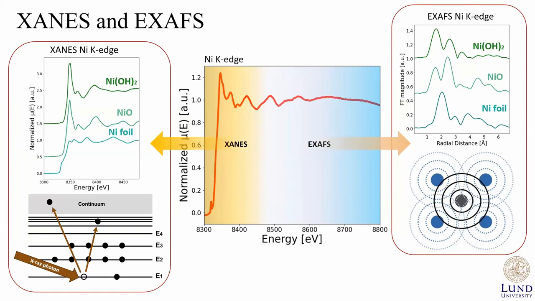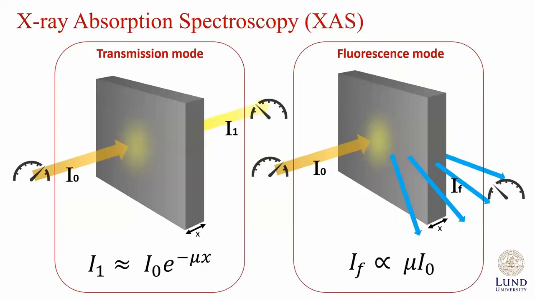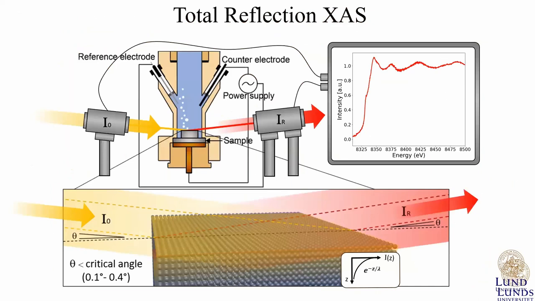So the way you normally use it in chemistry is that you look at this region here, and then you compare to different references to say what you actually have, what you're measuring. You can also go a little bit further out, and then you get oscillations, which give you the radial distances between the different atoms in your material due to interference effects of the scattered light. Normally in EXAFS you just shoot through your sample. This is extensively used in operando catalysis of real technical samples to look at the changes of the catalyst. You can do it in transmission mode, or in fluorescence mode if you want. But as you know, we are interested in the surface.